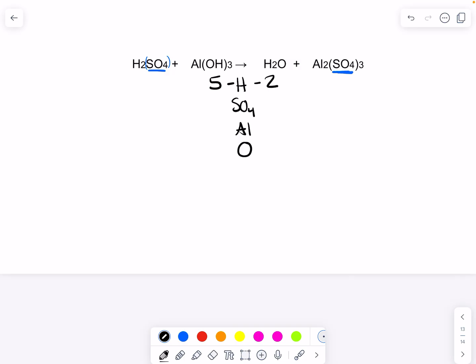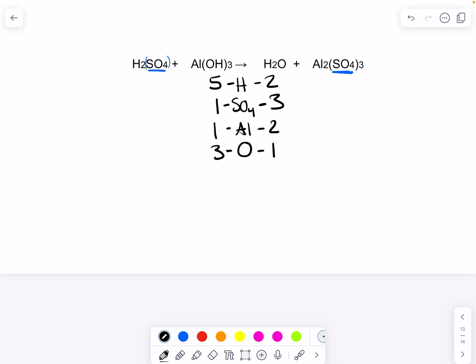Okay, SO4, there's 1 of those as a group, and then there's 3 of them because we're grouping them, right? So we only look at that number outside the parenthesis. Aluminum, we got 1 and a 2. And then oxygen, since these oxygens were part of the group, I don't need to count them. So I'm just looking at this one. So this would mean there's 3 oxygens there and 1.